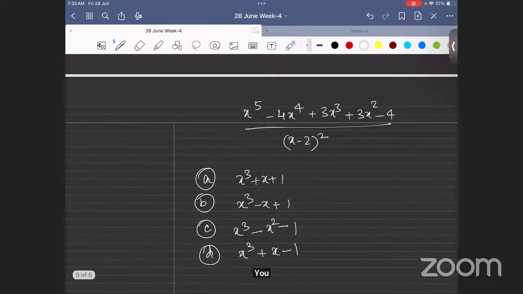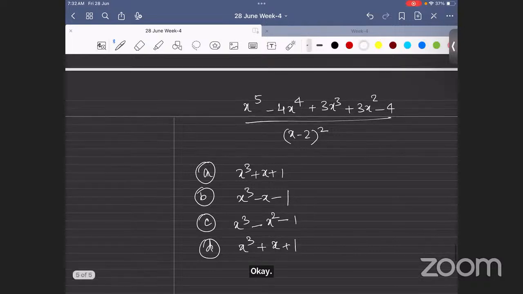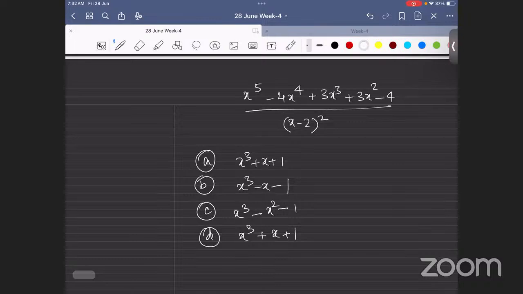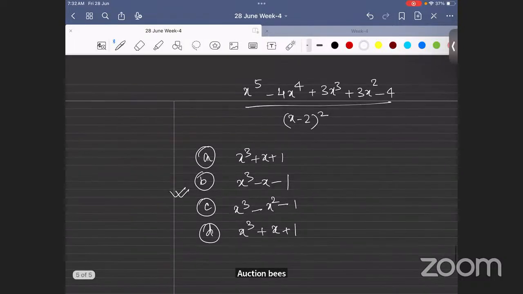You can just try it out. Option D, sir. Option B. I guess D. None of the options are correct, I guess. Option B, sir. Sorry, option B. Sir, it's either B or D. Okay, so option B is correct.